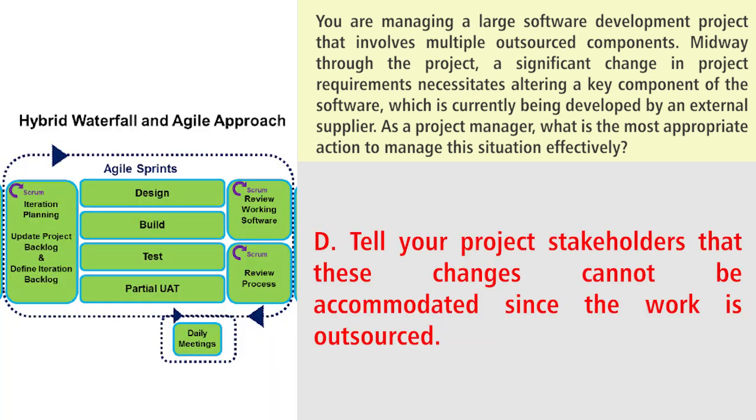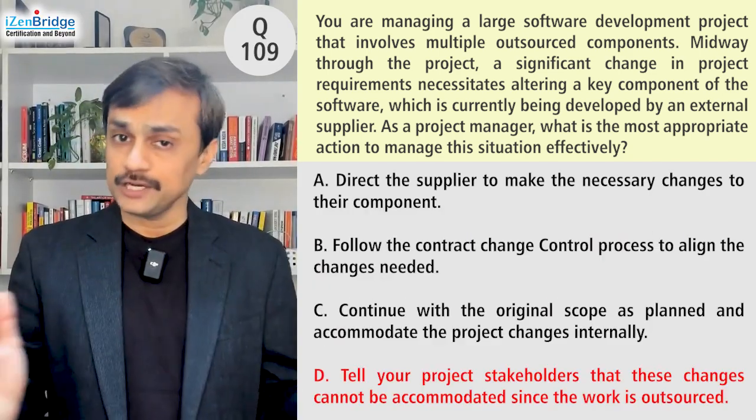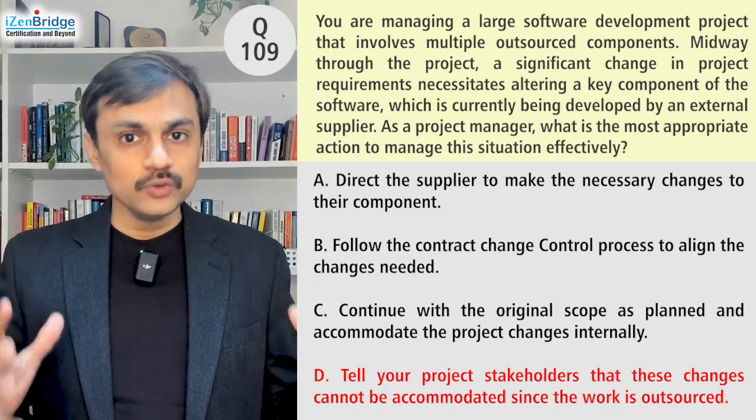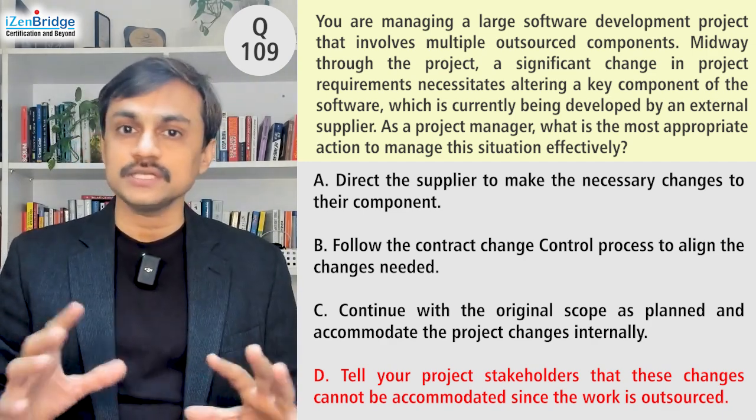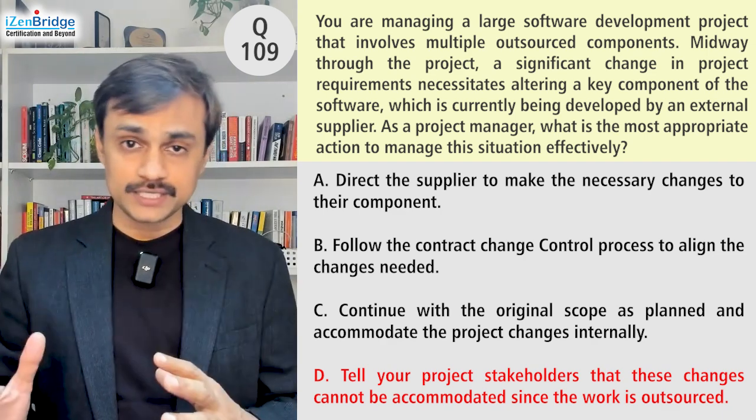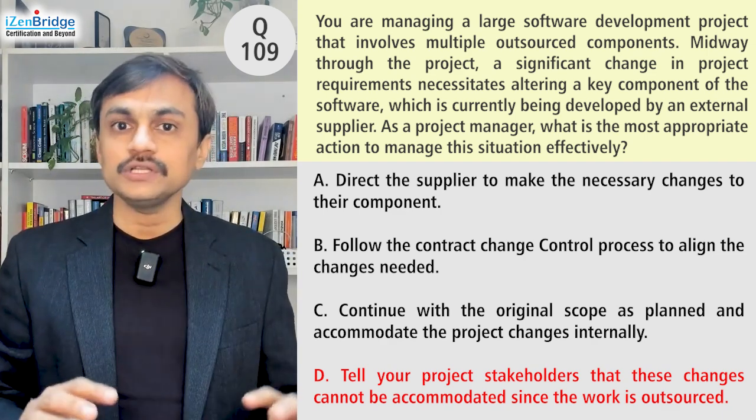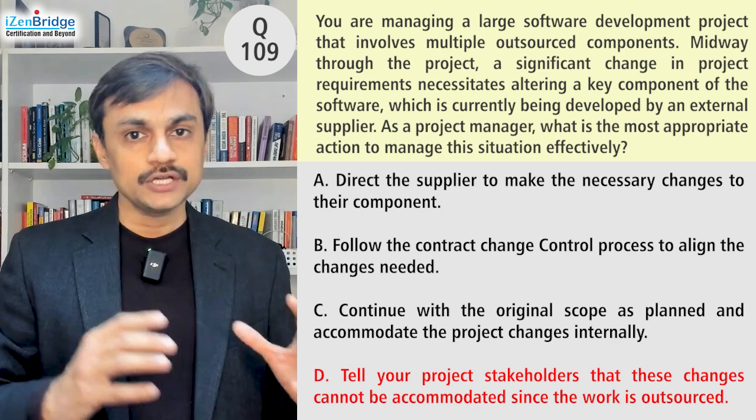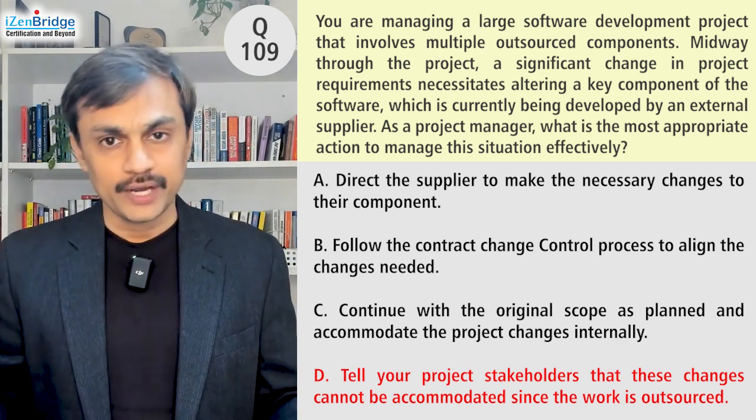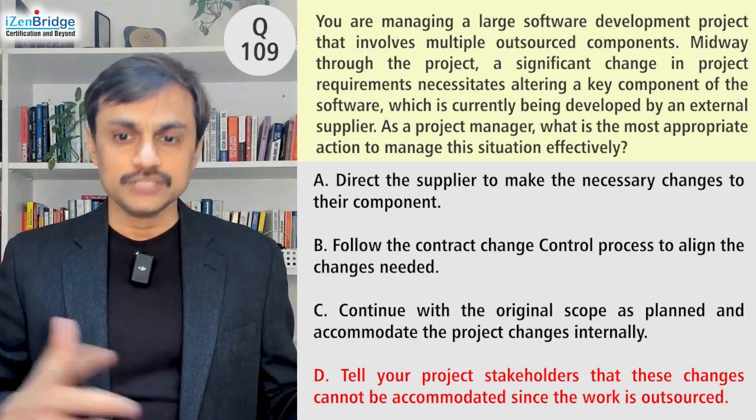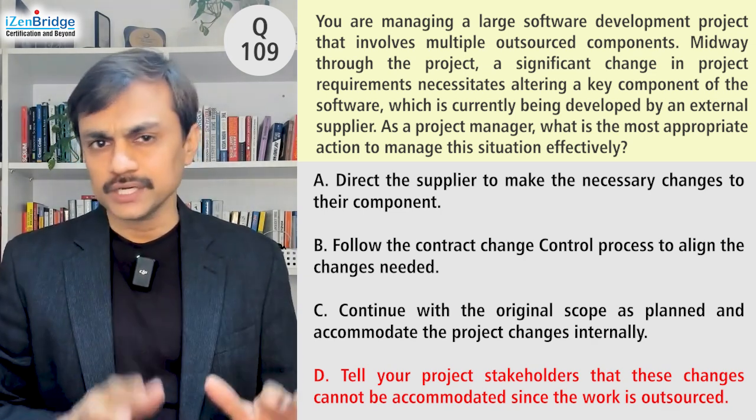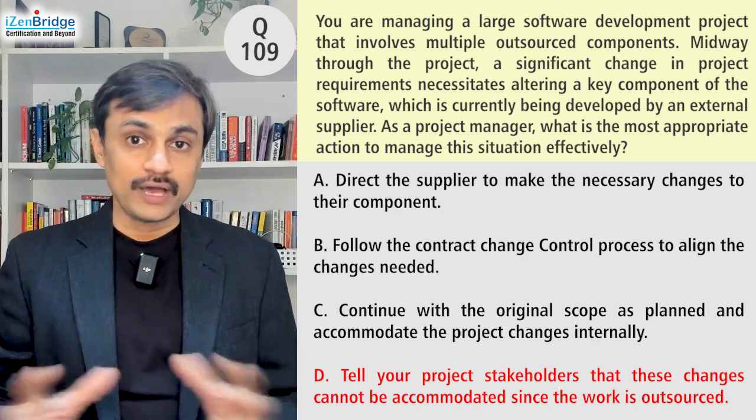Option D, tell your project stakeholder that the change cannot be accommodated since the work is outsourced. Definitely not a good option. You need to understand, outsourcing or not outsourcing is not the reason for accepting or rejecting the change. It should be based on the overall merits of the change, and we need to look for new ideas. I can't just reject the idea which is coming from the stakeholders for the new requirement. So option D is also not coming well here.